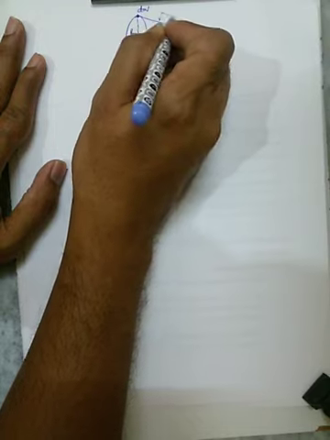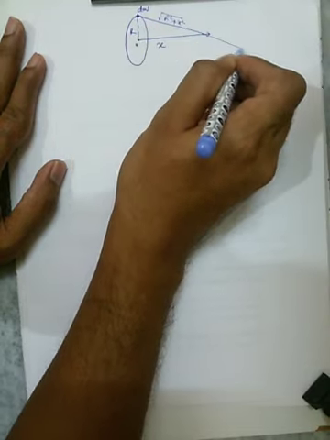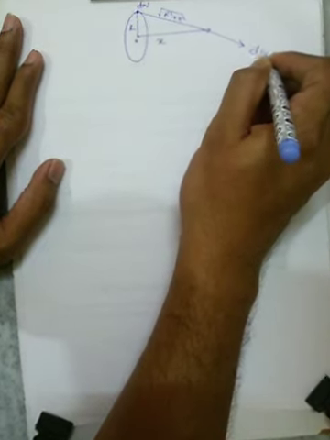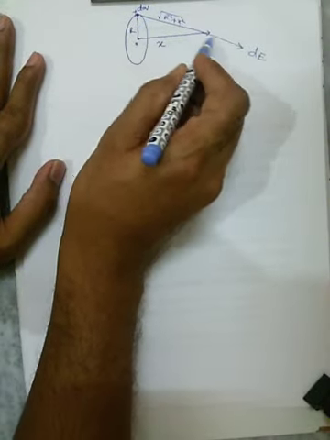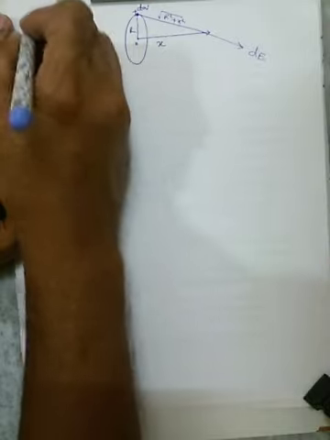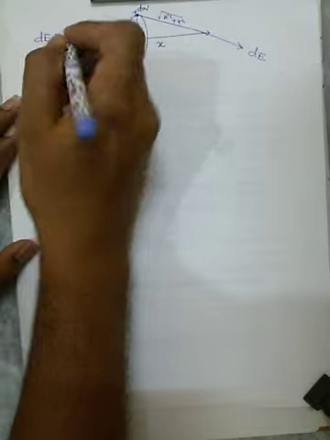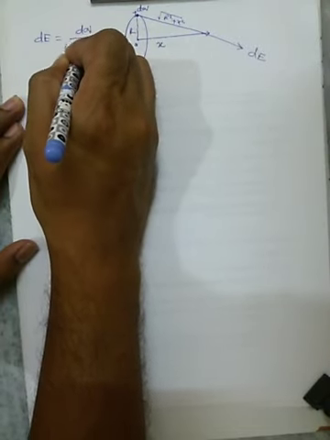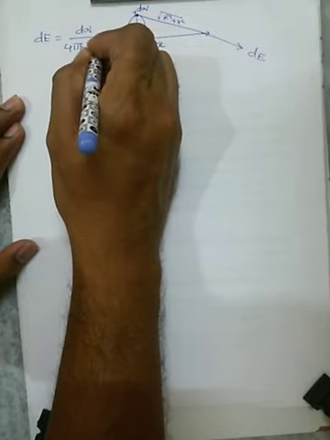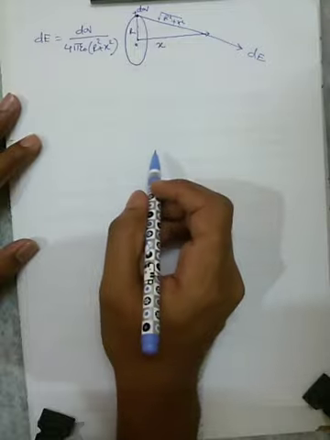will be root under r square plus x square, and the electric field will be along this direction, that is away from the positive charge. We know that the electric field due to a positive charge is away from the charge, and this field will be dE is equal to dq by 4 pi epsilon naught times this distance square, that is r square plus x square. You can find out dq too.